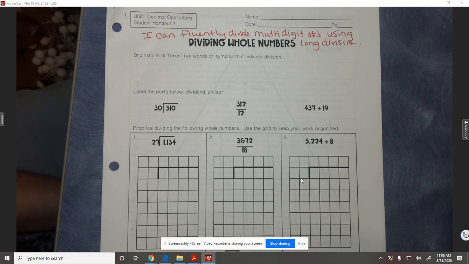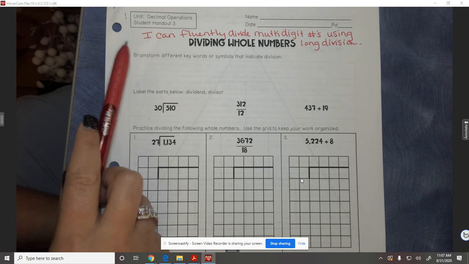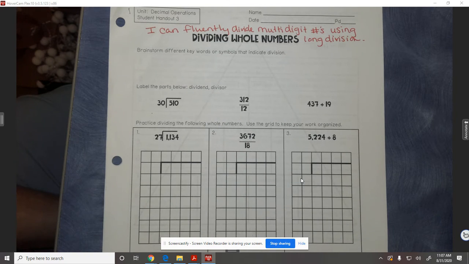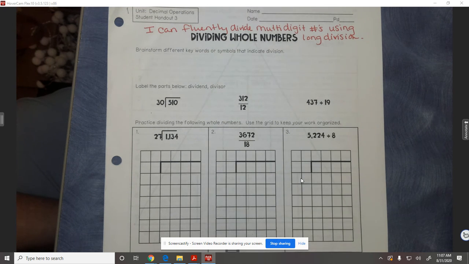Today's lesson is over dividing whole numbers. You have done division in elementary school, and so today's lesson is more of a refresher of how to do long division. Our I can statement for today is: I can fluently divide multi-digit numbers using long division. Sometimes you've maybe been using partial quotients and things like that, but we're going to be using the standard algorithm of long division.